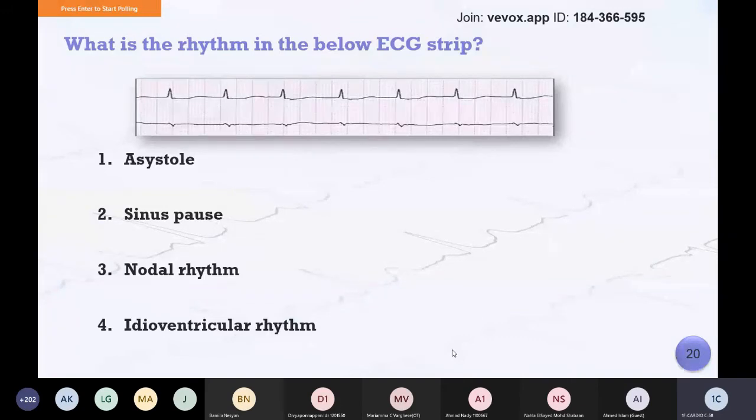Just before I start the MCQ, I want to give you a hint. Asystole means a flat line. Sinus pause, we have a normal ECG, then a little bit of flat line for a few seconds. Nodal rhythm, as you know; idioventricular, wide QRS. So I'll start now. I'll give you the answer, I guess.